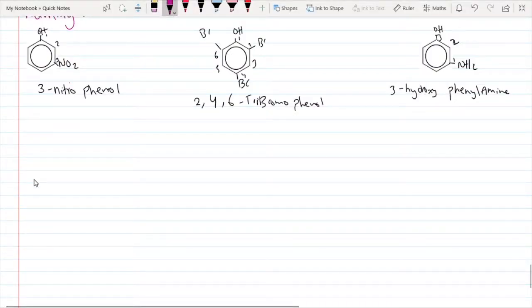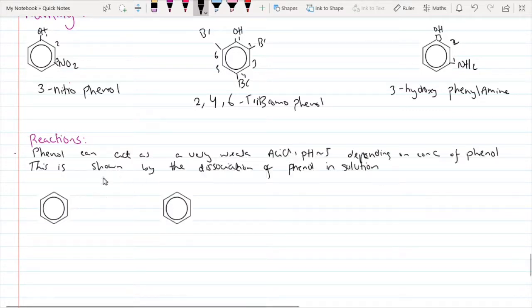Okay, so now moving on to the reactions. Now, our phenol can act as a very weak acid, and it has a pH of approximately 5, really depending on the concentration, and this is shown by the dissociation of phenol in solution.